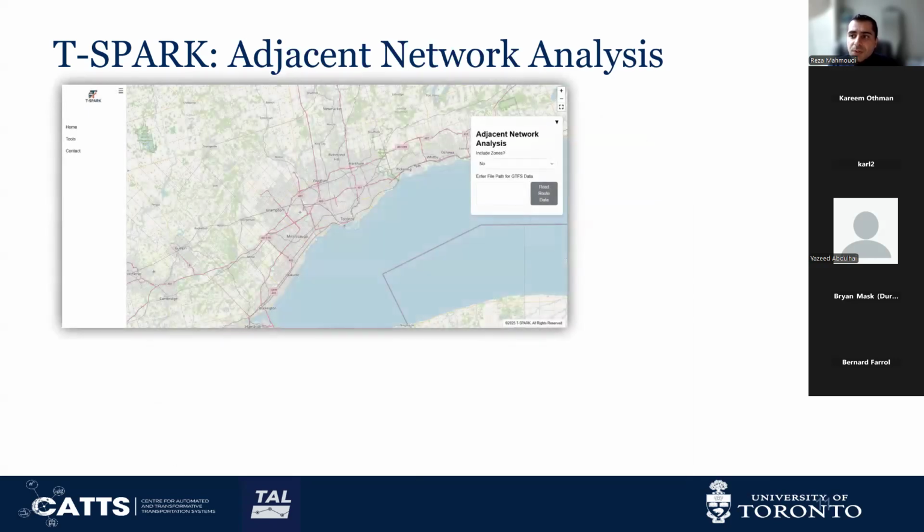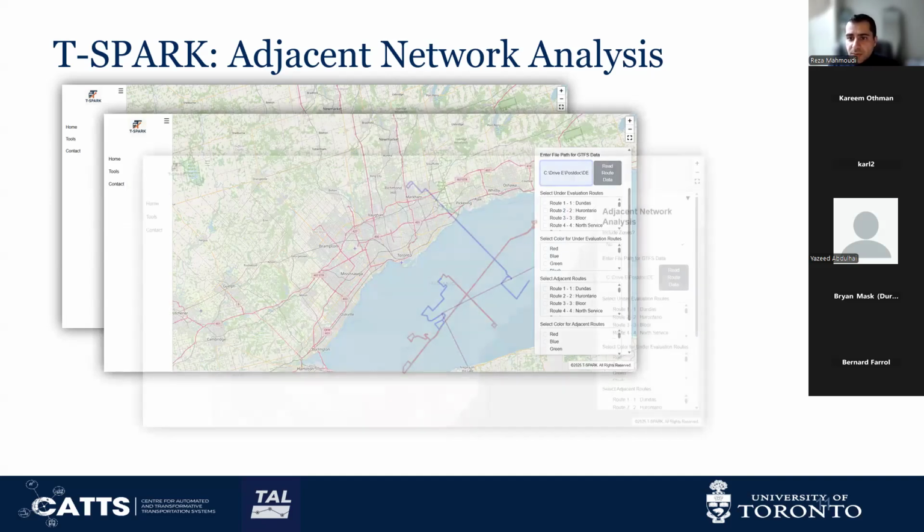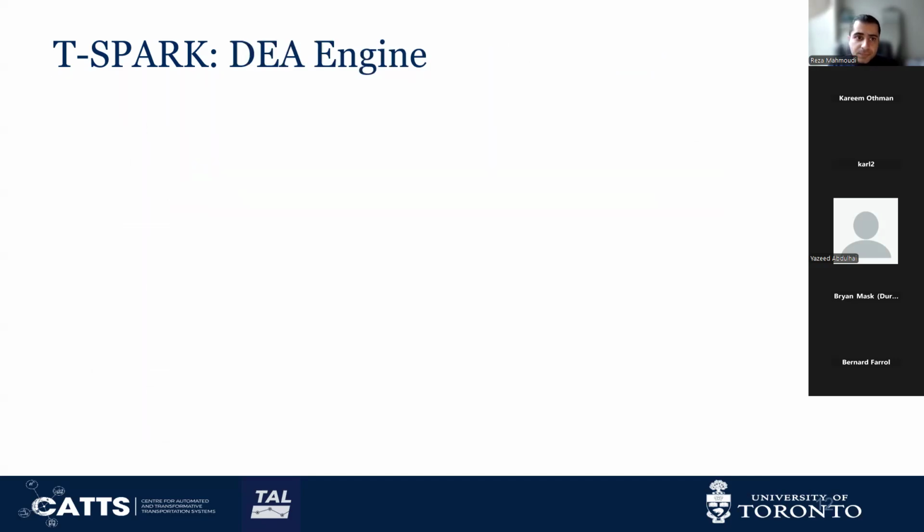Sometimes we need to analyze the overlap between a set of transit routes and another set of transit routes, and between the catchment area of a transit route and the catchment area of another transit route. Adjacent network analysis tool provides us this opportunity to do this analysis. You just select the set of transit routes that you want to analyze their overlap with another set of transit routes and just run TSpark.